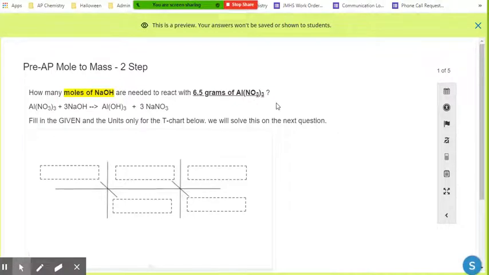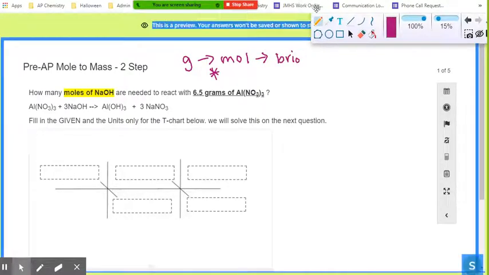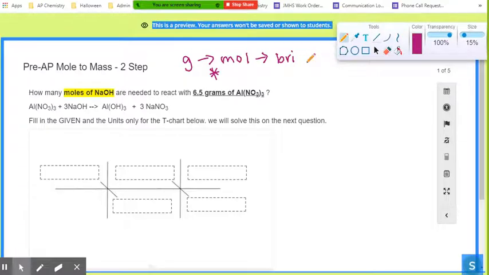So this one's already underlined. That means that we're traveling from grams heading to moles, right? I'll write that up here. So we have grams heading to moles. So that means that we're going to go from grams, we're going to convert to moles, and then we're going to cross the bridge. That's our steps. That's our plan. I really encourage you to always come up with your plan, all right?